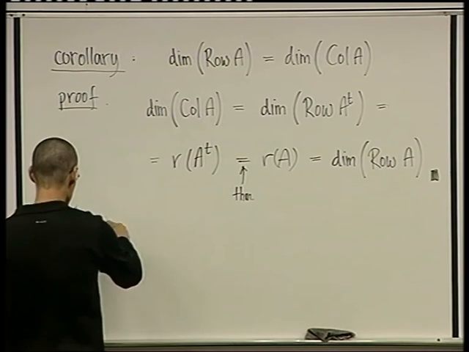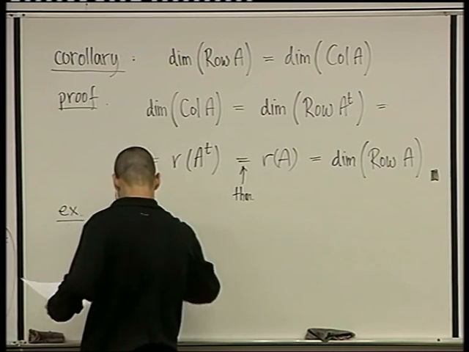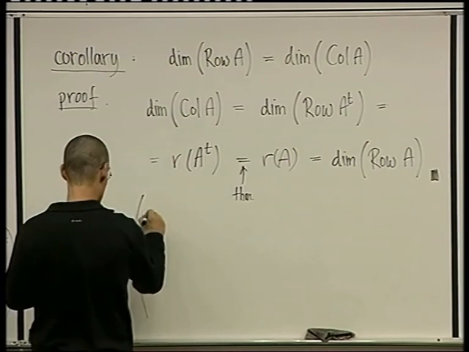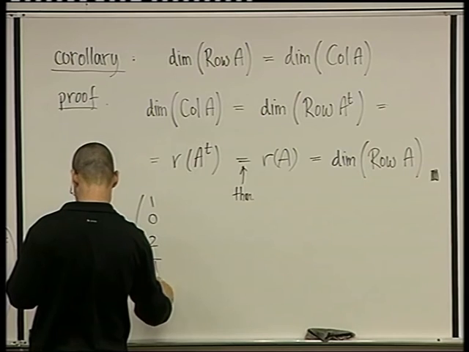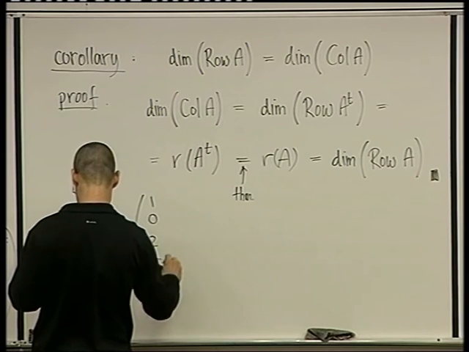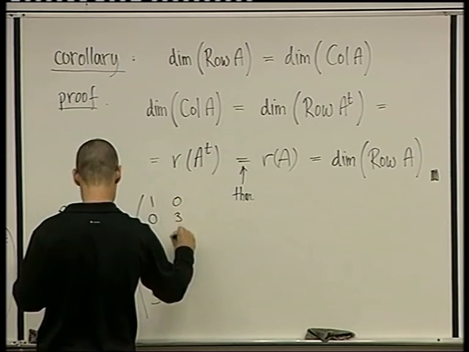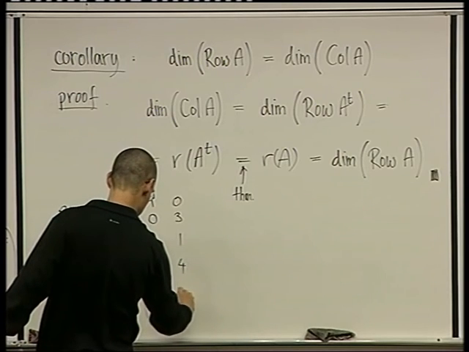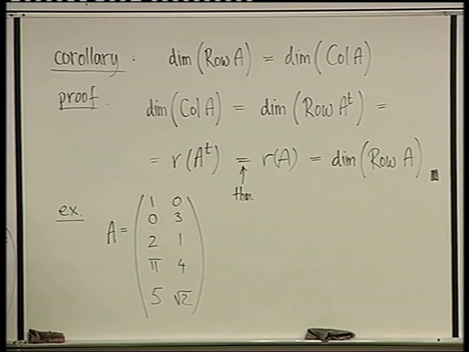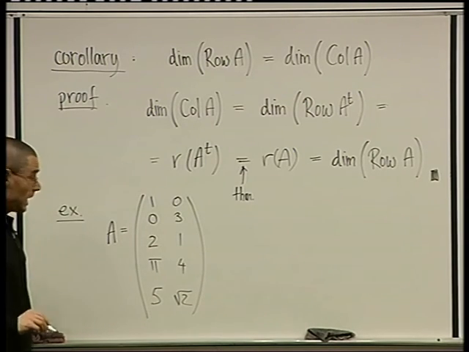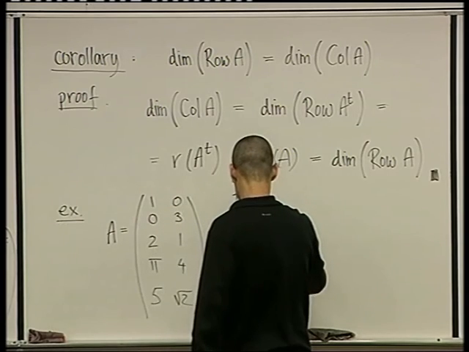So suppose you have a matrix that looks like this: 1, 0, I'm just picking numbers. I don't know why I'm copying the ones I have here. You can pick any numbers that you want. 0, 3, 1, 4, and root 2. So this is a 5 by 2 matrix. What is the rank? It should be 2, and in fact, it is 2.